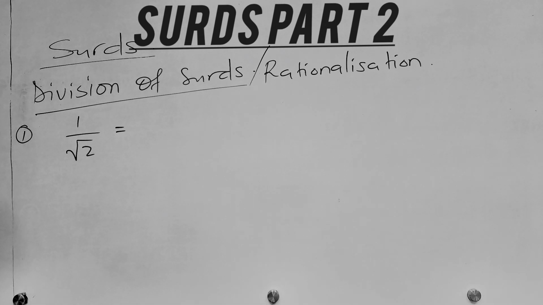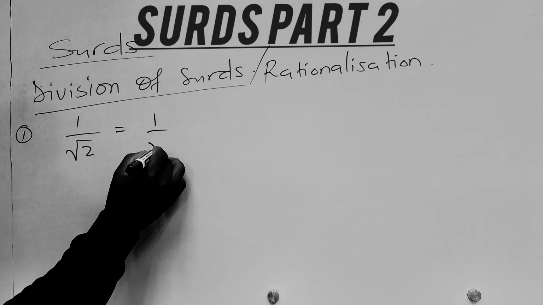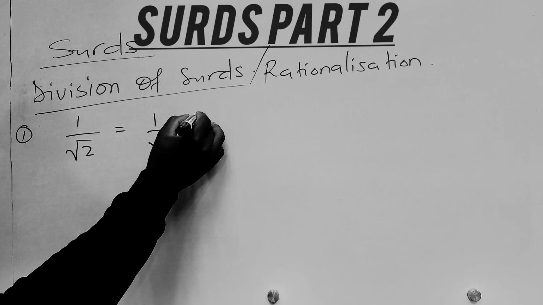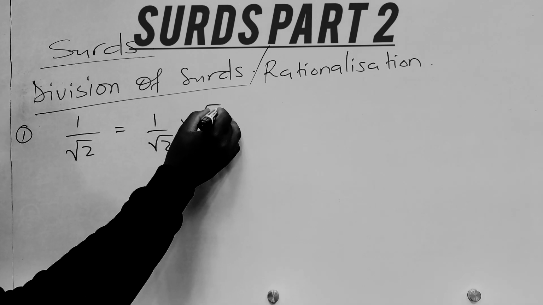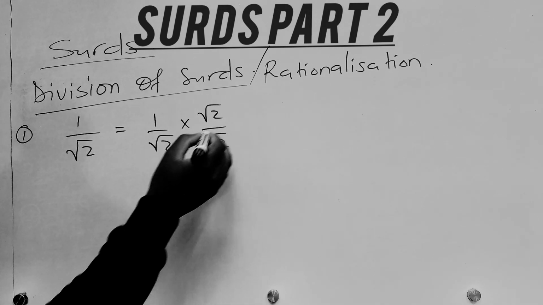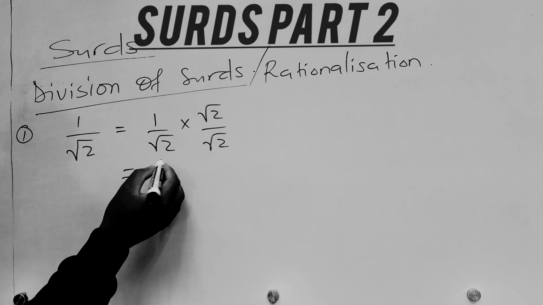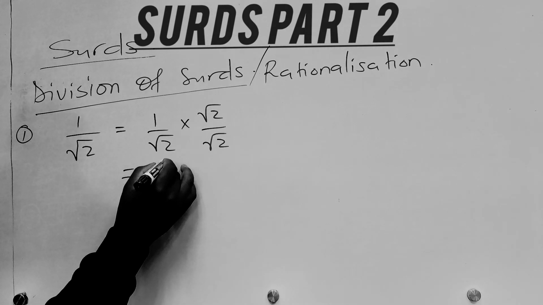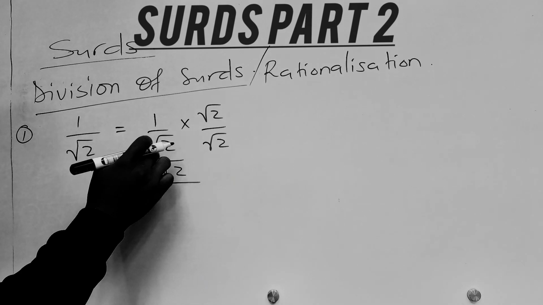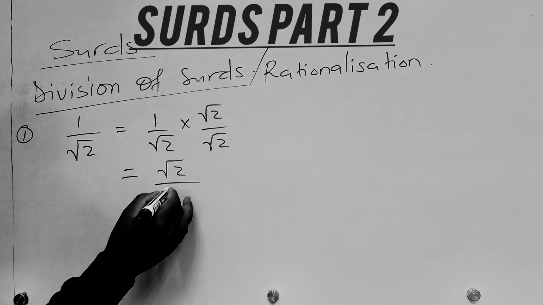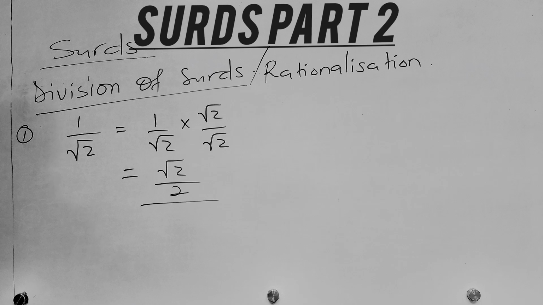So for us to rationalize the denominator, we do it like this. We multiply by this denominator at the top and the bottom. So multiply by root 2 over root 2. So what is 1 times root 2? This one is still root 2. Over root 2 times root 2 is equal to 2. So this is our answer, which is root 2 over 2.